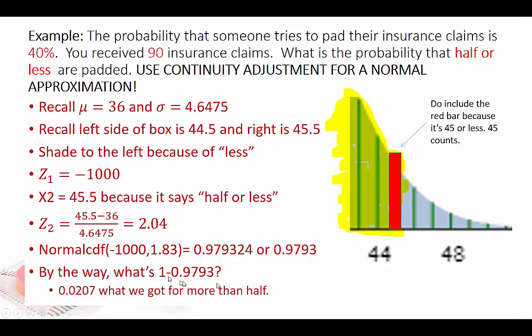And by the way, what's 1 minus 0.9793? 0.0207, which is the answer we got for "more than half." Not "half or more," but "more than half," because of that little red box.